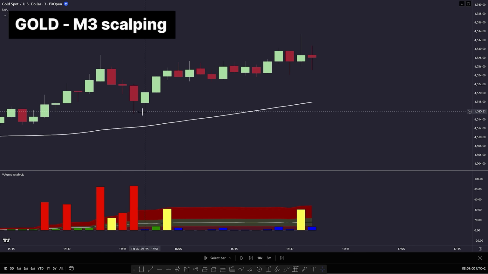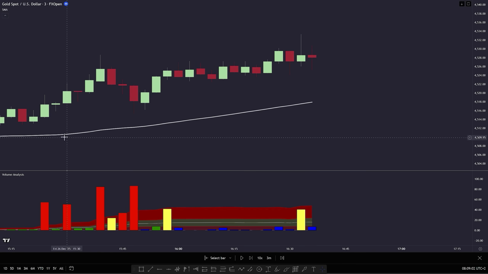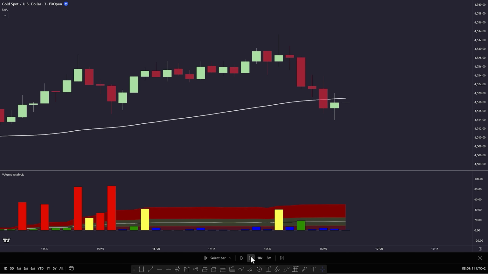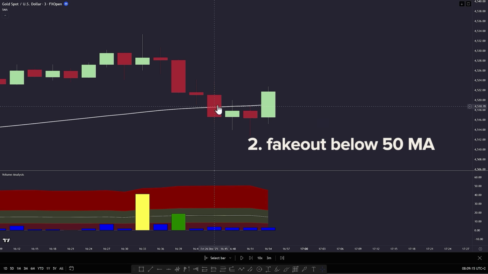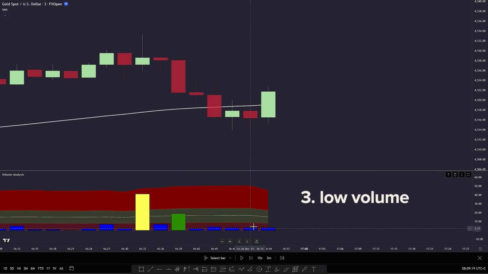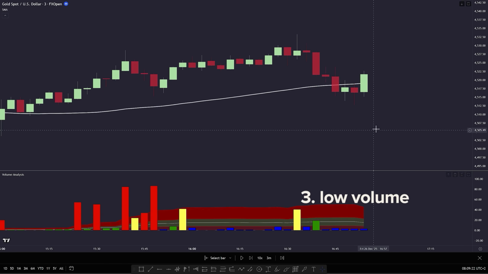Gold price has been climbing steadily. The 50 moving average is rising right along with it. Higher highs, higher lows, obvious structure breaks to the upside. Now watch this move. Price dips below the 50 moving average for just a couple of candles. Check the volume. Surprisingly low for what looks like a breakdown.